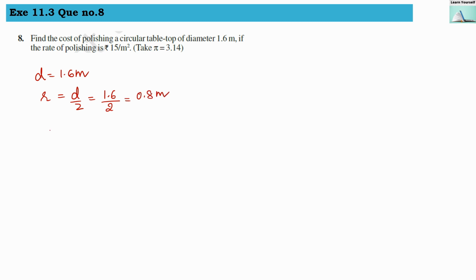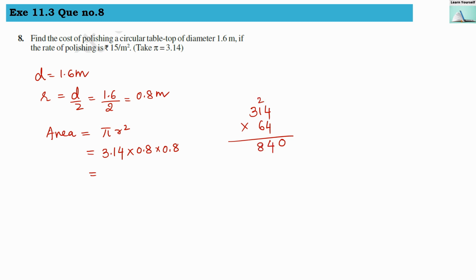Now let us find out the area. So the area of the tabletop is going to be pi r square. Pi is 3.14 into 0.8 into 0.8. So let us multiply this. That 314 is in multiplication with 64. So 6 4s are 24, 2 will be carry over, that is going to be 8, and 6 3s are 18. Now 4 into 4 is 16, 1 will be carry over, 4 1s are 4 and plus 1 is 5, 3 4s are 12.